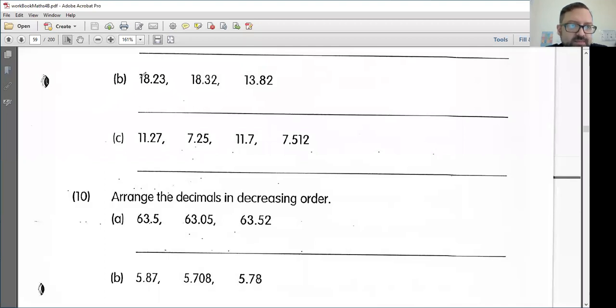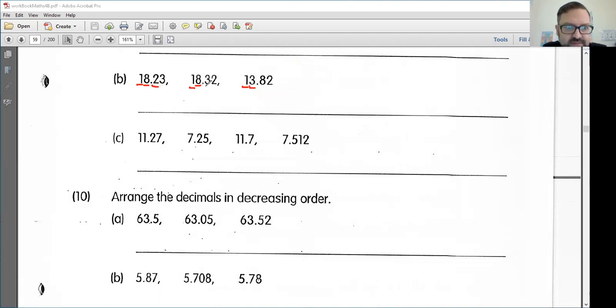Next here, part B. Once again, we're starting on the left. And notice these numbers, we have a tens place, okay? So I have 18.23, 18.32, and 13.82. All right, so I have 1 ten in each of these numbers. Let's move on to the ones place. I have eight ones, and 3 ones, okay? This will tell me that 13.82 is the smallest number here. However, let's keep going for these other two numbers.